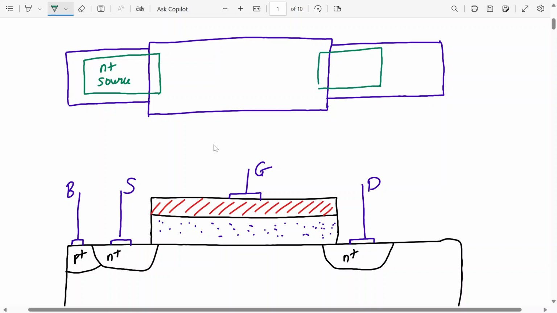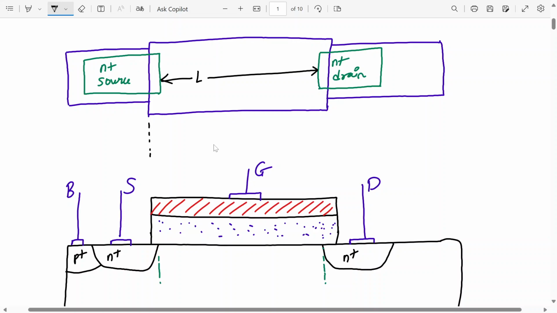We are drawing the top view of this. So from the top view, how will it look like? So this is N plus drain. Okay, now what is my actual channel length? My actual channel length, if I want to show it over here, it will be from here to here. Yes or no? This is my channel length. So in our case, this is my channel length L.